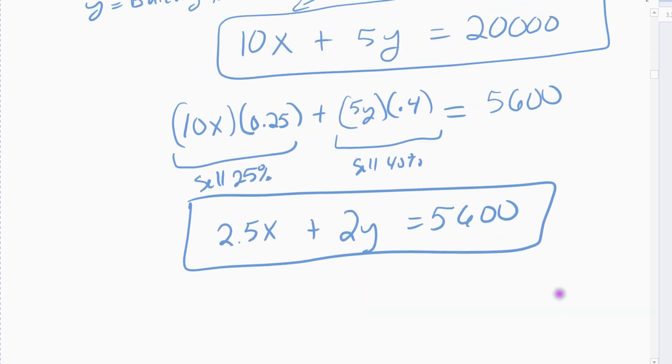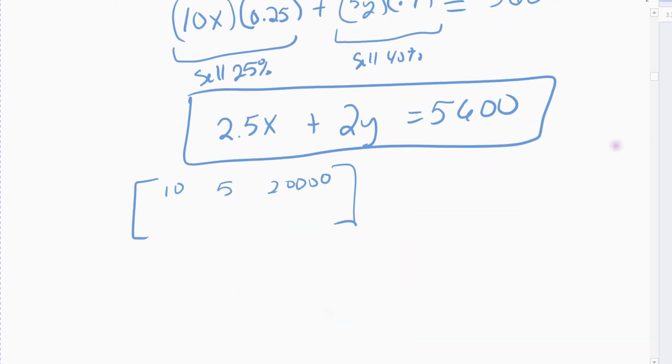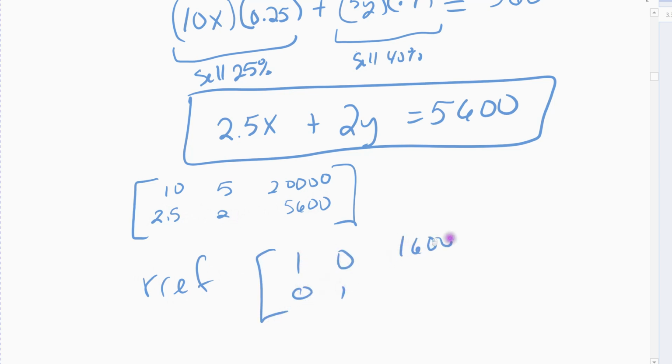All right, so my calculator is 10, 5, 20,000 across the top. Make sure you're careful with the 20,000. If I were going to make a mistake, it'd be missing one of those zeros. 2.5, 2, 5,600. Row reduce. So X is 1,600, Y is 800.